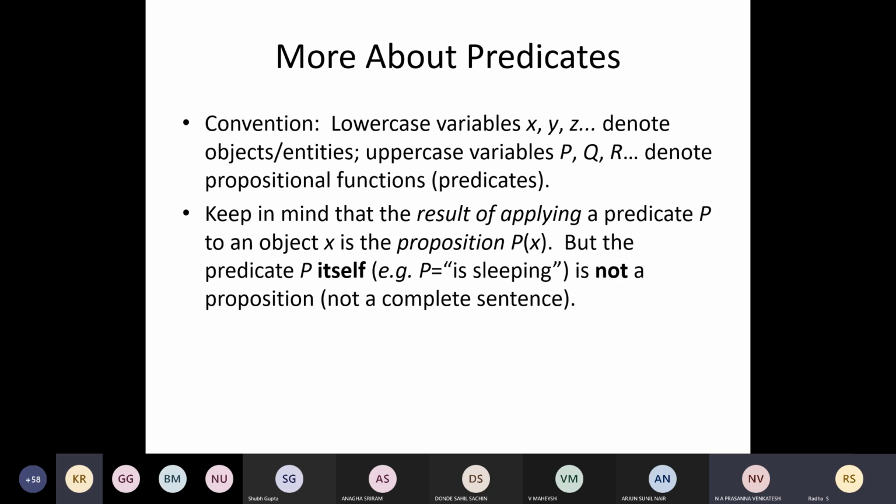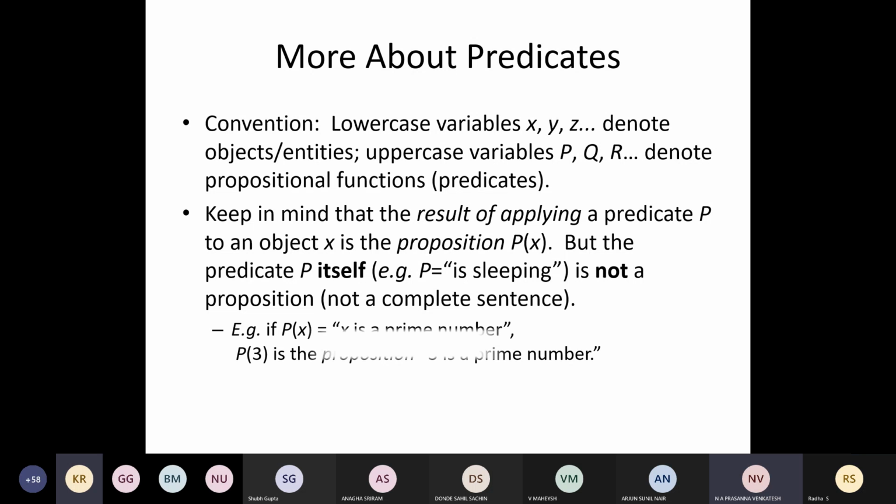So keeping in mind the result of applying a predicate to an object. This is not the same thing that I do. P of x, x is a prime number. So you can replace x by something. 3 is a prime number. So P of 3. Suppose I write P of 4.